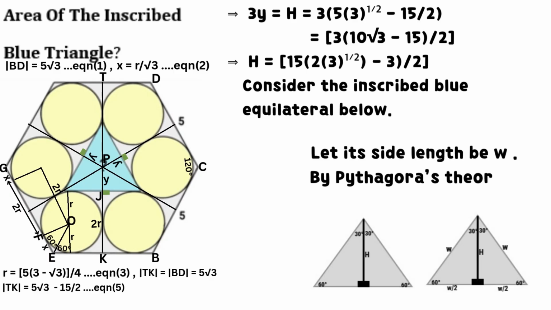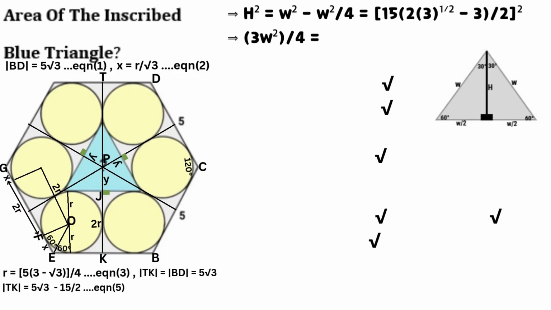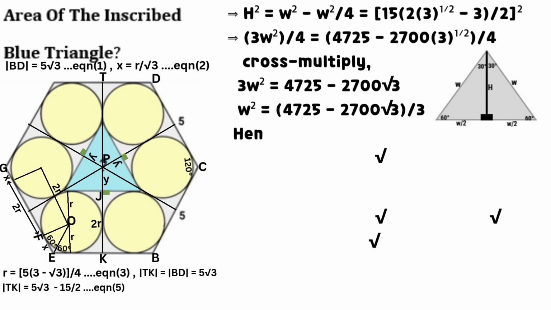Let its side length be w. By Pythagoras' theorem, the square of w equals the sum of the square of h and the square of w divided by 4. It follows that the square of h equals the square of w minus 1/4 of the square of w, which equals the square of half of (15 times 2 multiplied by the square root of 3 minus 3). It signifies that 3 times the square of w divided by 4 equals 1/4 of (4725 minus 2700 times the square root of 3).